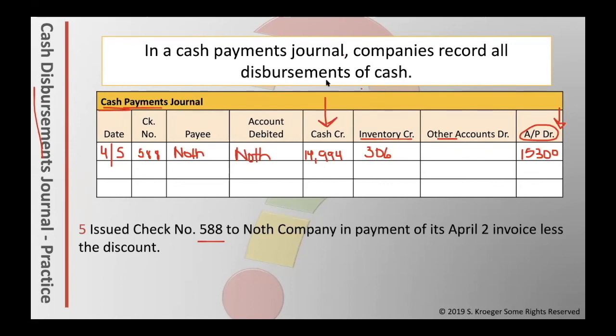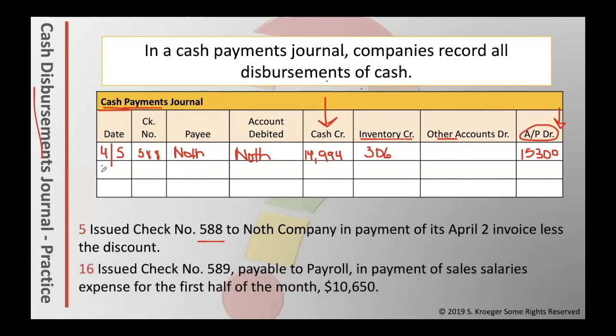The last journal entry we have is from April 16th, 4/16. Issue check number 589, payable to payroll and payment of sales salaries expense for the first half of the month. Remember, you need to think about what the journal entry normally would look like. If we're paying our salaries expense in cash, it would be a debit to the sales salaries expense account and a credit to cash. Therefore, we need to make sure that we match up the appropriate account names at the top with what that journal entry would normally be.